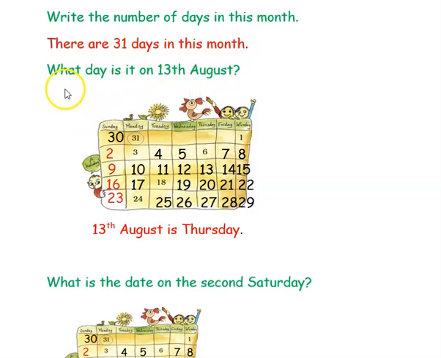Okay. So next question: what day is it on 13th August? If you look into the calendar, you want to find where 13th is. So it's 2, 3, 6 and here it is 13. So 13th of August is on Thursday. Here 13 is here. So you look into the corresponding day here. So it is Thursday. So 13th of August is on Thursday.